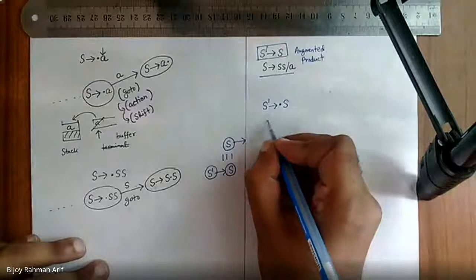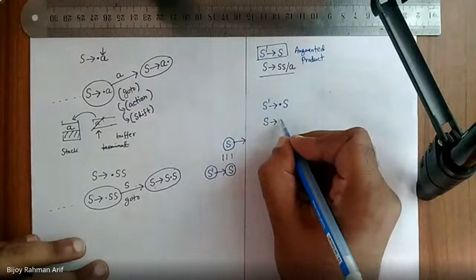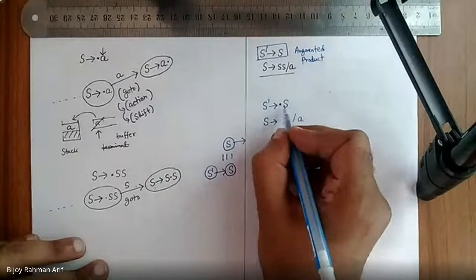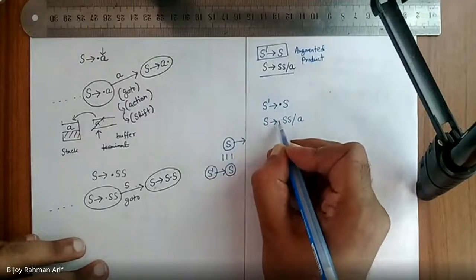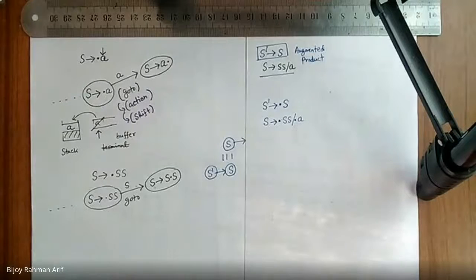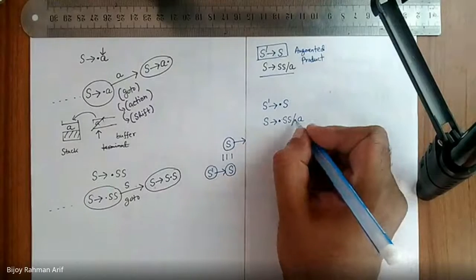So we are going to write this. S derives SS and A, and also there is a dot over there. That means there is a dot over here and dot over here. Did you get it? Any problem? So again, we have to apply again.